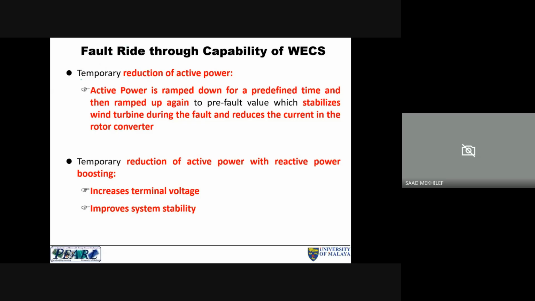One of the ways is the temporary reduction of the active power. The active power is ramped down to predefined limits, or the active power is reduced with active power boosting, so that we increase the terminal voltage and are able to improve the stability. So these are the fault ride-through capabilities of a wind turbine. So I think that is basically it.